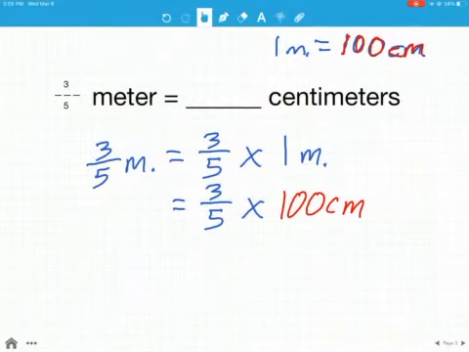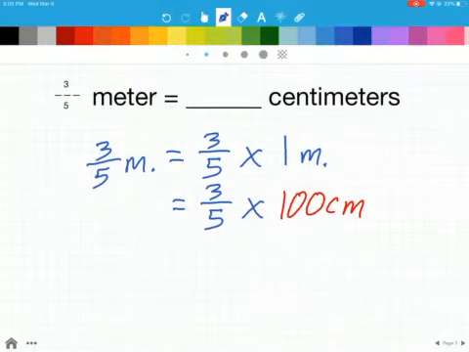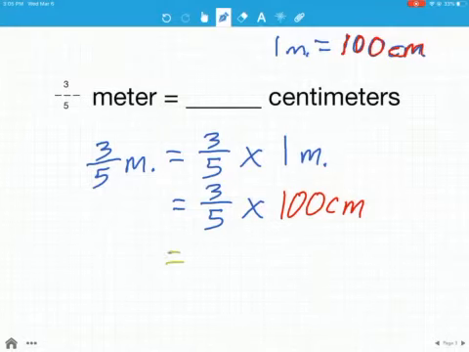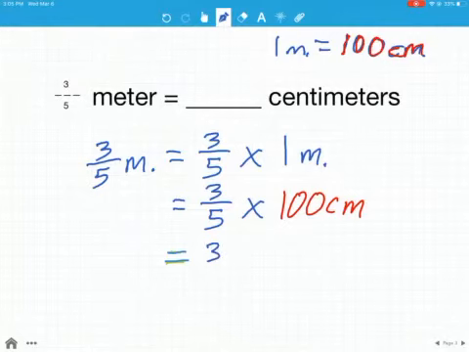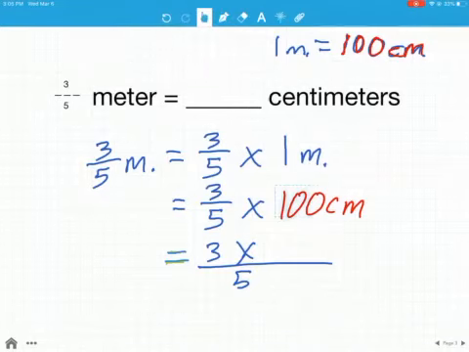Everyone with me so far? Okay, so now we create our line. We're going to put our 3 and our 100 on top of the line. Our 5 is going to go on the bottom. Okay. So our 100 is going to go right here.